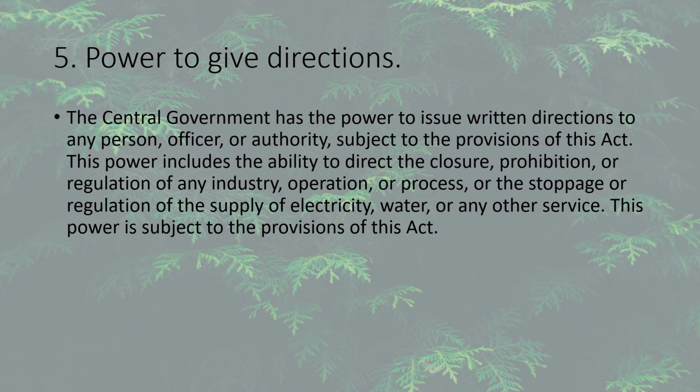Now, powers to give direction. As it is said, the central government has the power to issue written directions to any person, officer or authority, subject to the provisions of this Act. The power includes the ability to direct the closure, prohibition or regulation of any industry, operation or process, or the stoppage or regulation of the supply of electricity, water or any other service. This power is subject to the provisions of this Act. So now certain people are getting certain power, like the officer, then the authorities and so on.